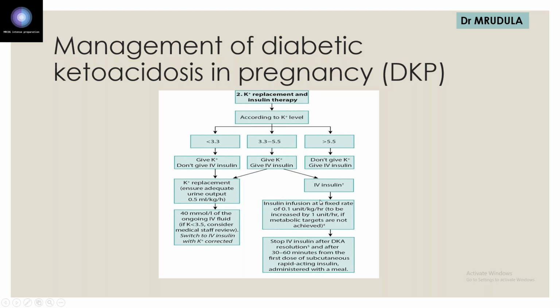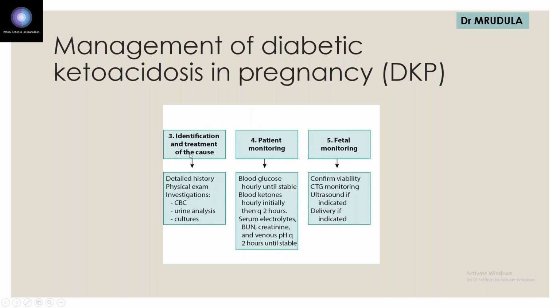And for insulin, the dose you have to remember is 0.1 unit per kg per hour. It is a fixed rate infusion, 0.1 unit per kg per hour, and it has to be increased by 1 unit per hour if the targets are not achieved. We will come to the targets later on. Once you have started the first dose of subcutaneous insulin, that is, sugars are coming normal and the patient has improved, you have to stop the IV insulin 30 to 60 minutes after starting the subcutaneous dose.